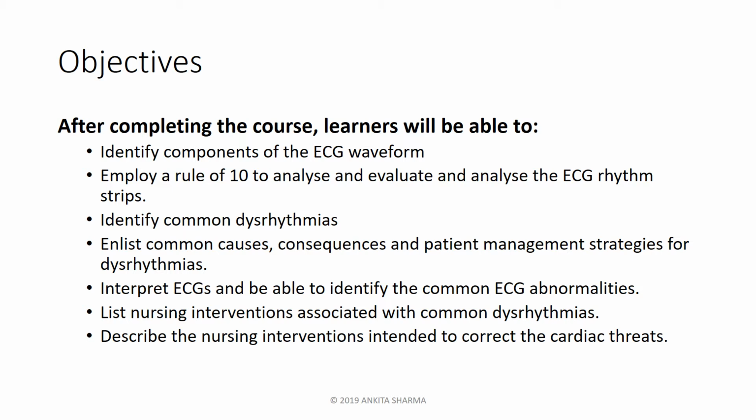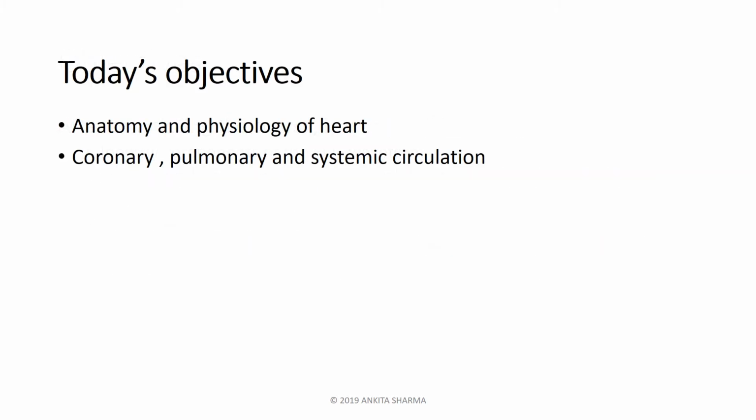attain certain objectives. First is to identify different components of the ECG waveform, then to apply the rule of 10 to analyze and evaluate the ECG rhythms, then identify common dysrhythmias, their causes, consequences, and how to manage these patients, and how to identify the ECGs, and to be able to quickly identify the most common and life-threatening arrhythmias. But we will be dealing with only two aspects, and later objectives will be fulfilled in the later videos.